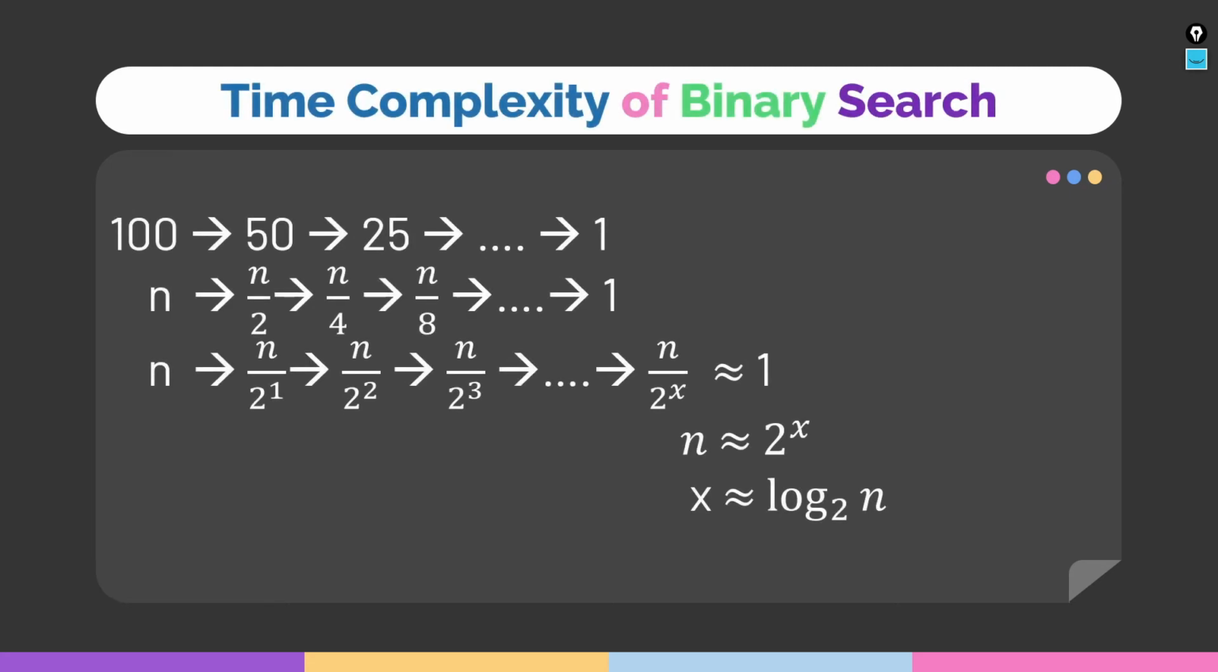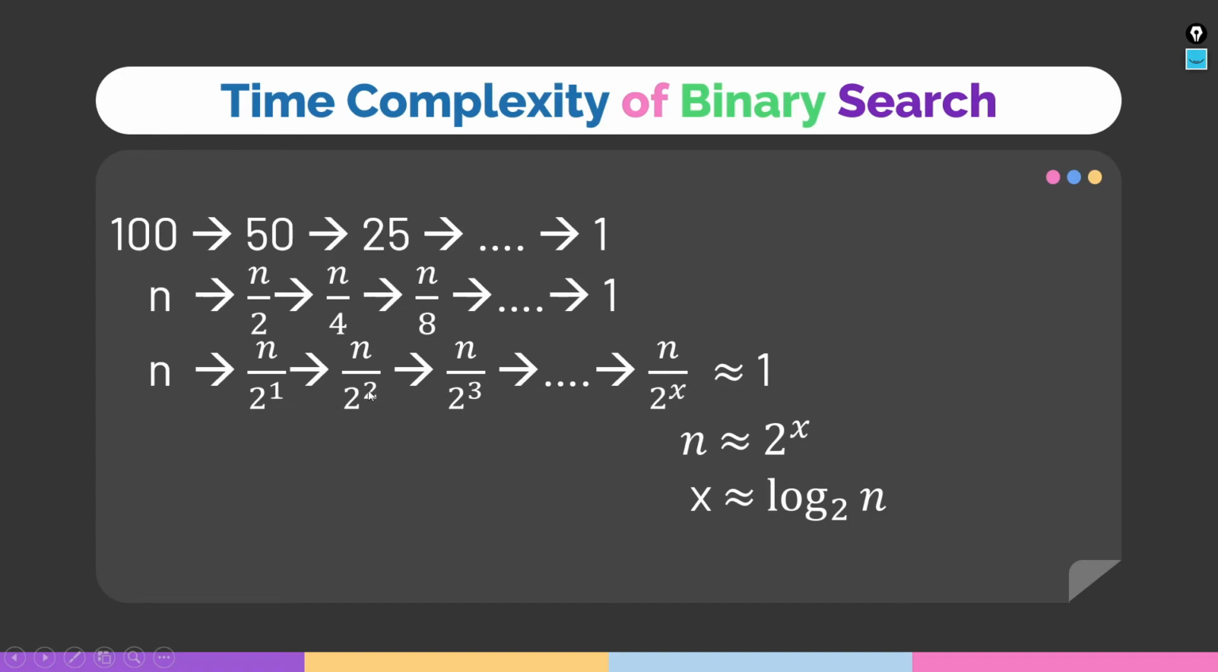Now let's discuss the time complexity of binary search. We can assume that we have an array of 100 elements. So 100 becomes 50, 50 becomes 25, and so on, and at last it will become just one element, which is our desired element. Now if we describe it as n, then n becomes n by 2, n becomes n by 4, n becomes n by 8, and so on. We can write it as n divided by 2 to the power 1, 2 to the power 2, 2 to the power 3, and this can be written as n over 2 to the power x.